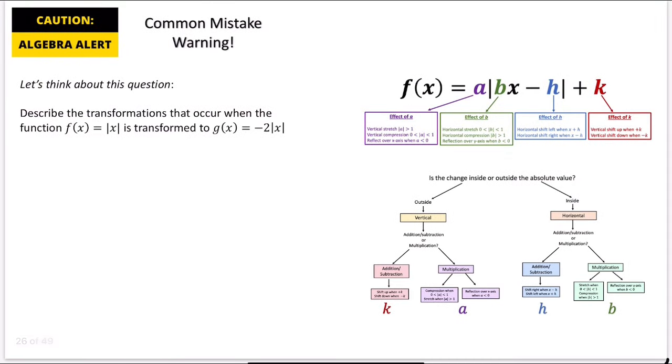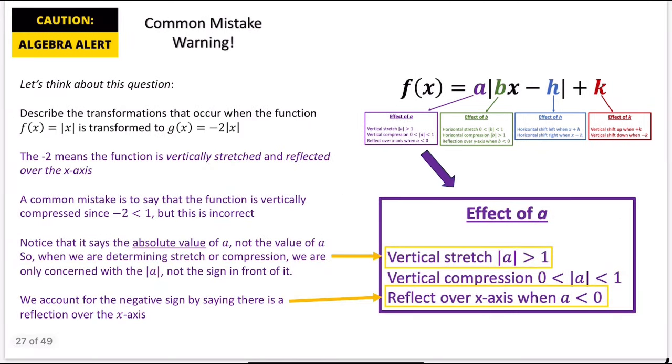So here I just want to make you aware of a very, very common mistake that I saw a lot of, okay? Let's think about this question. It says, describe the transformations that occur when the function f of x equals the absolute value of x is transformed to g of x equals negative 2 absolute value of x. Okay, so what I've done here is I've added in an a, and my a equals negative 2. So what is going to happen when I have an a equals negative 2? Well, there's going to be two changes, okay? The graph is going to be vertically stretched, and it's going to be reflected over the x-axis, okay?